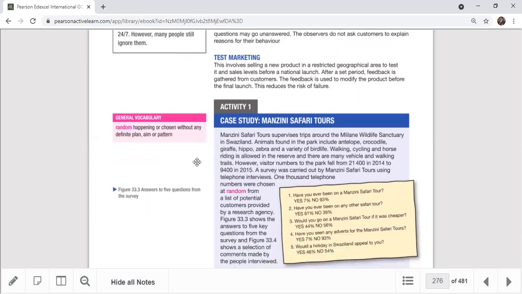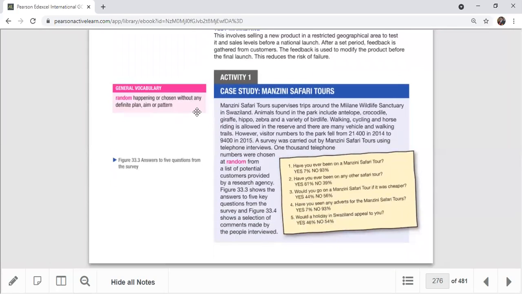Okay, let's talk about the case study activity number 1, the Manzani Safari Tours. Manzani Safari Tours supervises trips in the Millennium Wildlife Sanctuary in Swaziland. Animals found in the park include antelopes, crocodiles, giraffe, hippo, zebra, and so on. Actually, in this case, the reserves were reserved, and there are many vehicles and walking trails. However, visitor numbers to the park fell from 21,400 in 2014 to 9,400. You can see it's like a 50% drop.